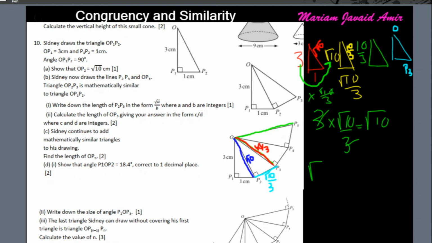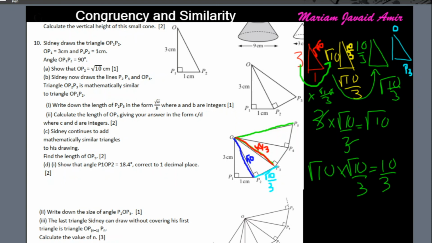Then again notice how we go from under root 10 to 10 by 3. How is under root 10 changing into 10 by 3? By again multiplying by under root 10 over 3, since under root 10 times under root 10 makes 10, giving 10 over 3. Since these are similar triangles, all lengths will be proportional.